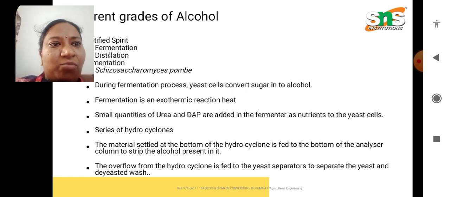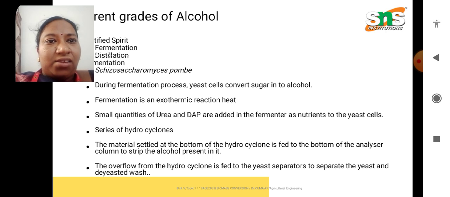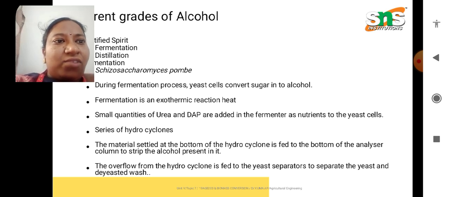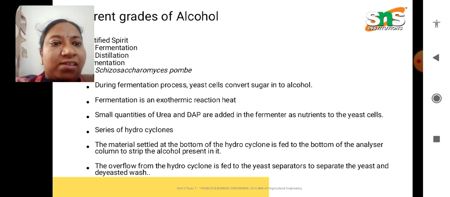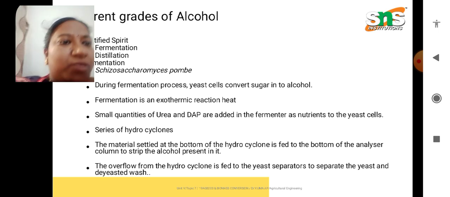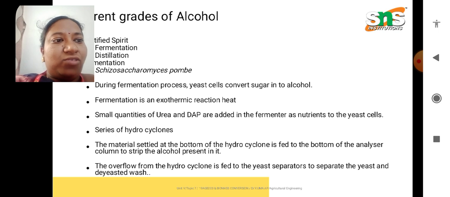Fermentation is an exothermic reaction. During the fermentation process, yeast cells convert sugar into alcohol. The material settled at the bottom of the hydrocyclone is fed to the bottom of the analyzer column to strip the alcohol present in it. The overflow from the hydrocyclone is fed to the yeast separators to separate the yeast and de-yeast the wash.